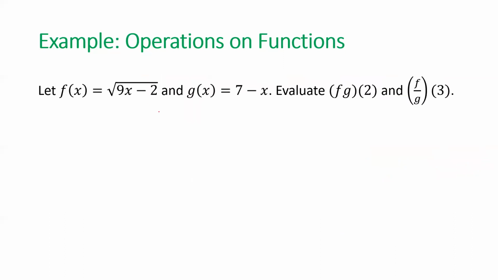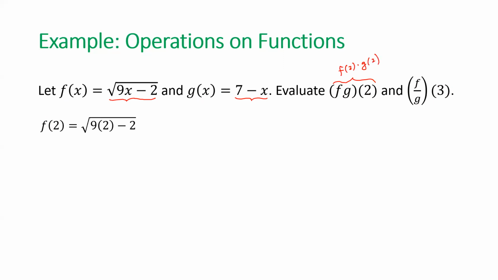Okay, so let's have another example. Let's consider f of x to be square root of 9x minus 2 and g of x is 7 minus x. So let's try to evaluate f times g of 2 and f over g of 3. So first, for f times g of 2, we will evaluate first f of 2. It's because this thing here can be written as f of 2 multiplied by g of 2.